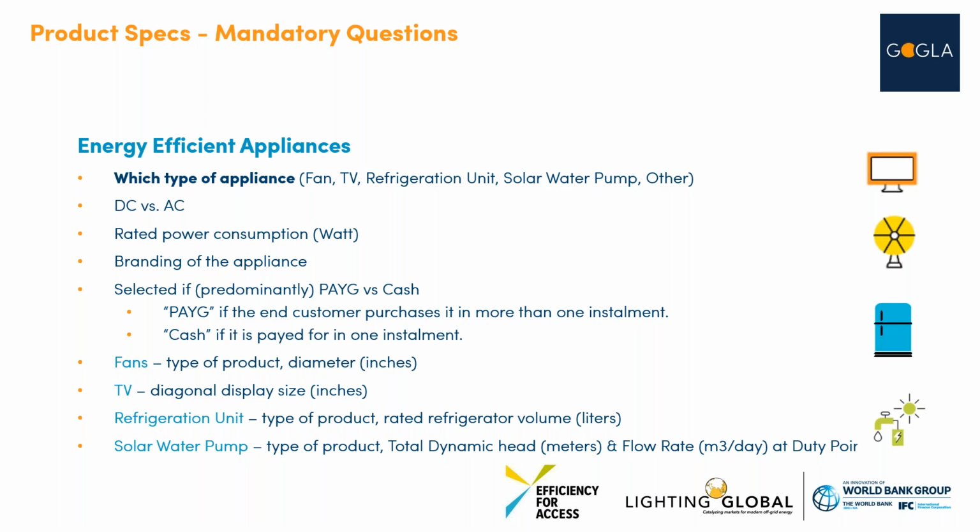And then we have the Paygo and cash section again. And then there are some appliance specific questions, like product type and specific parameters that are listed here.